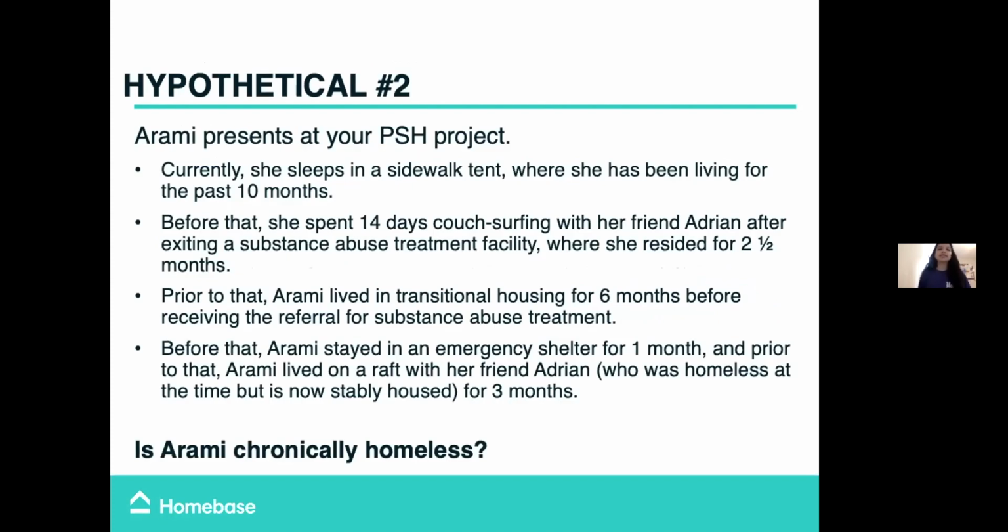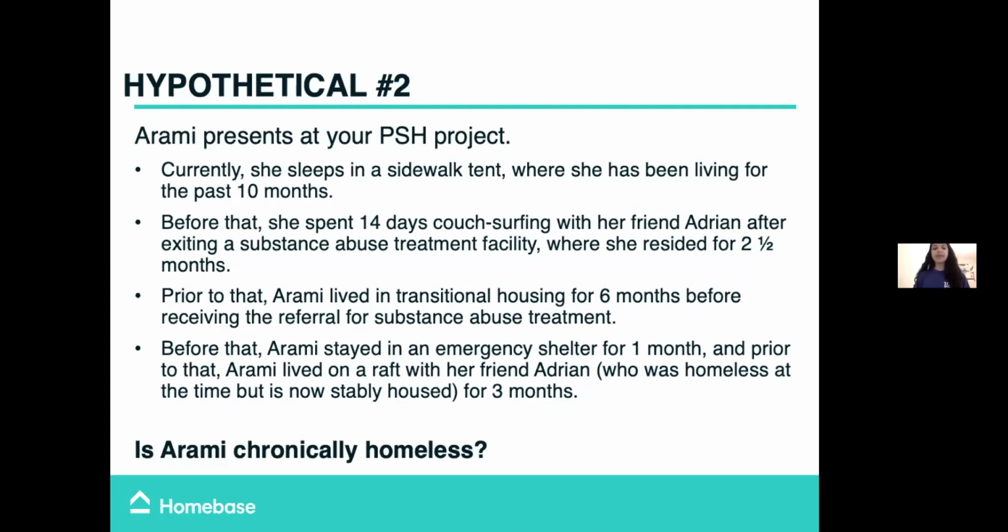Now we're going to move on to hypothetical 2. Arami presents at your permanent supportive housing project. Currently, she sleeps in a sidewalk tent where she has been living for the past 10 months. Before that, she spent 14 days couch surfing with her friend Adrian after exiting a substance abuse treatment facility, where she resided for 2.5 months. Prior to that, Arami lived in transitional housing for 6 months before receiving the referral for substance abuse treatment.